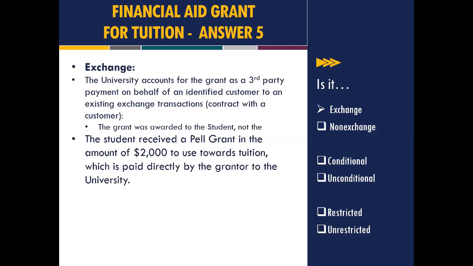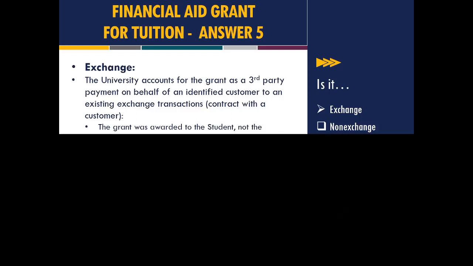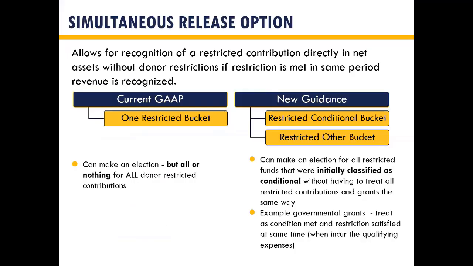So that contract is with the student and the university. The grant was awarded to the student, not the university. We talked about the university as the exchange transaction with the student, and really the $2,000 grant is a partial payment of that original $30,000 exchange transaction. So it's not additional revenue. The student is an identified customer to the university, and it's the student who is receiving that benefit and not the grantor.